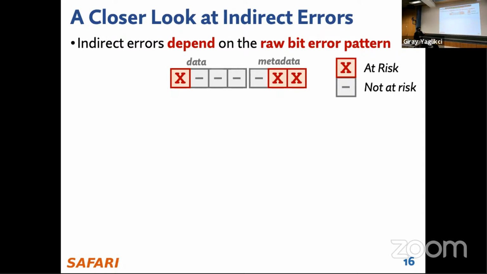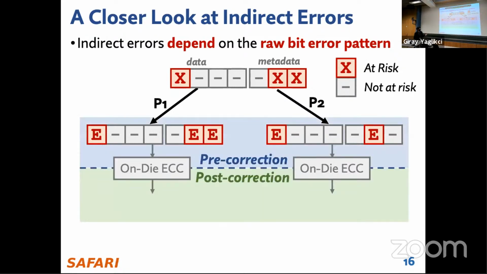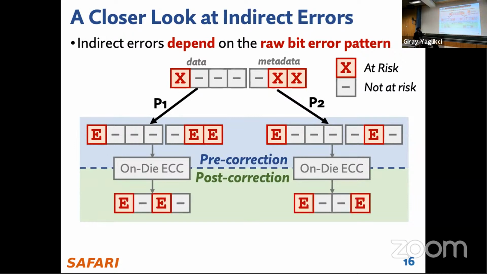So now what we're dealing with is combinations of errors. As an example, we could have two potential patterns, one where all three of these at-risk bits fail, and one where just two of them fail, right? Let's suppose both of these go through on-die ECC, and we call them pre-correction before, post-correction after. The problem is that these two result in two different patterns after correction, right? This is because even though it's the same on-die ECC logic, there's a different pattern of errors before correction.